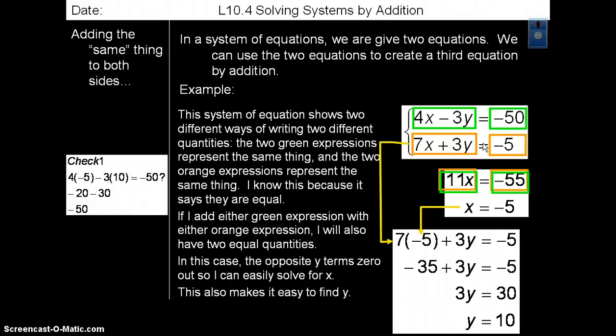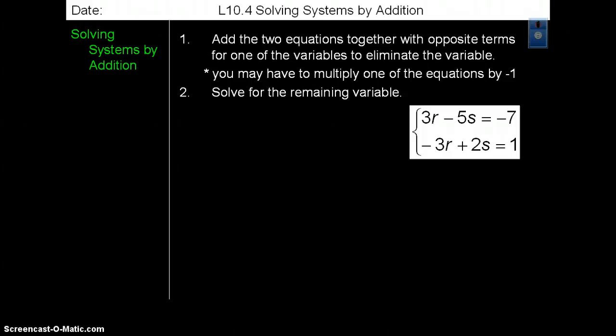This is solving systems by addition. There are two basic steps. These are the steps you should write in your notes. Number 1, add the two equations together with opposite terms for one of the variables to eliminate the variable. You may have to multiply one of the equations by -1. Number 2, solve for the remaining variable.